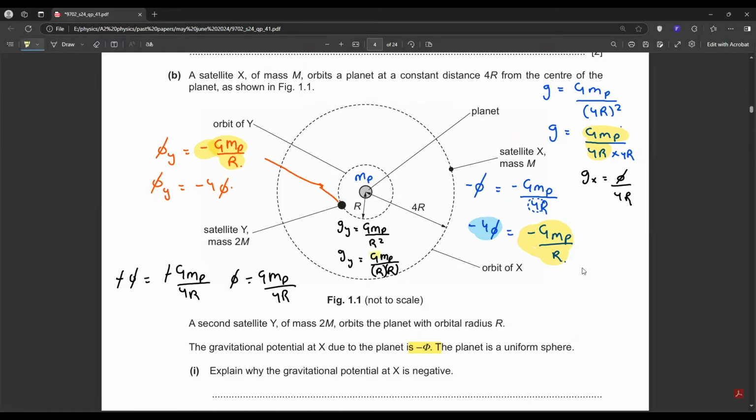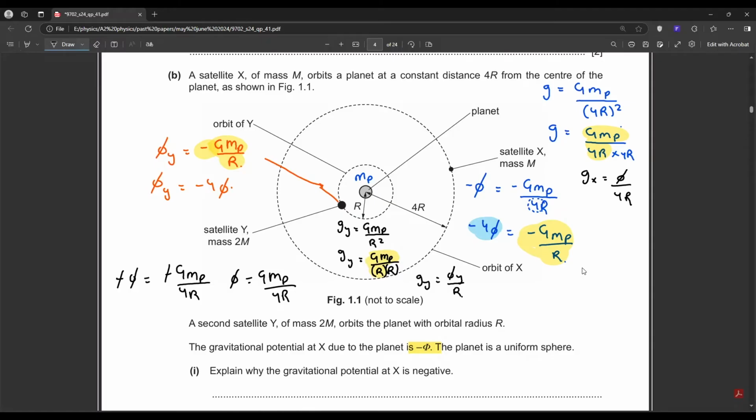If you humbly realize, this capital G mass of the planet divided by r is equal to the phi at y. So gravitational field strength at y is equal to phi of y divided by r. Now there is a problem. If you analyze, there are two problems actually.